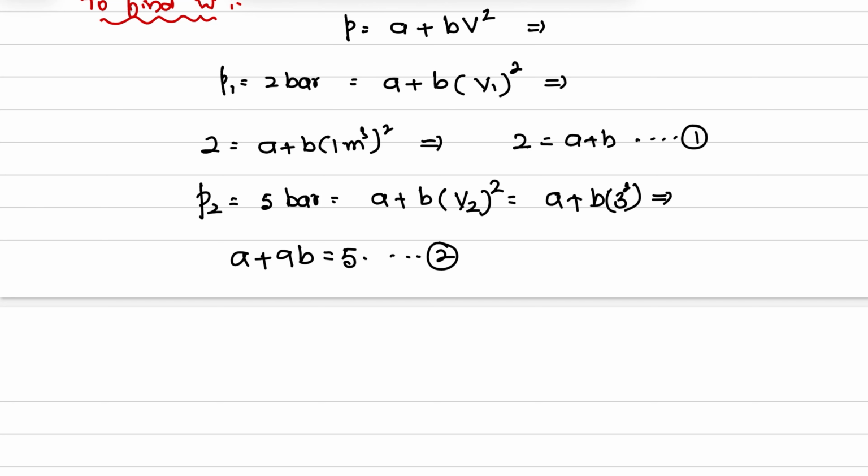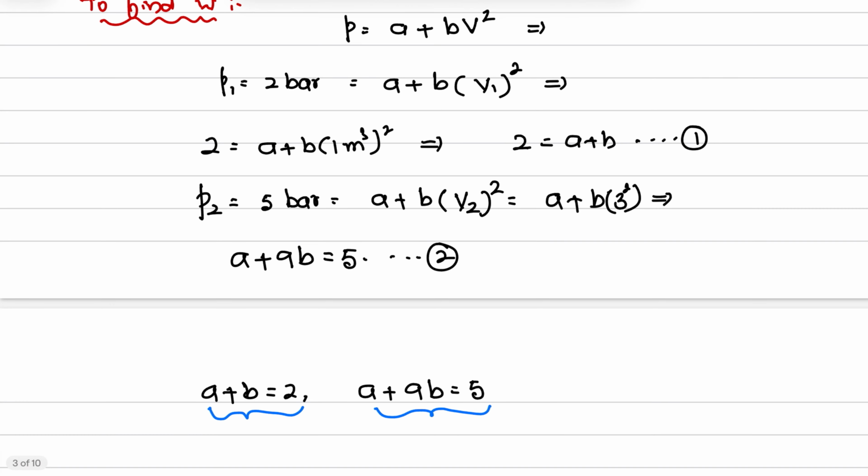From the first equation, A plus B is equal to 2 and A plus 9B is equal to 5. By using our elementary algebraic knowledge, we get the value of A as 1.625 and B as 0.375.